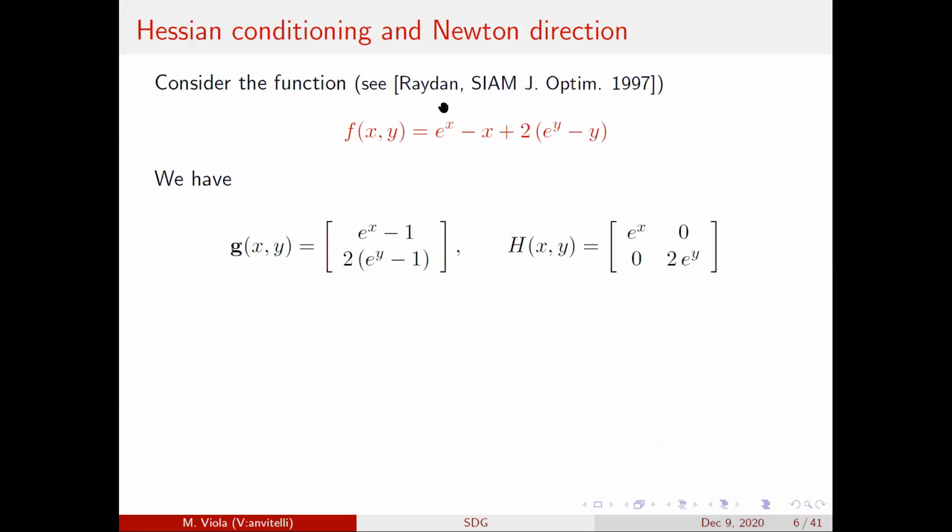This function is e to the power of x minus x plus 2 e to the power of y minus y. This is the gradient, this is the Hessian, and you can see the Hessian is a nice diagonal, strictly positive definite matrix. But if you think about it, according to the value of x and y, it can be quite ill-conditioned, because e to the power of y can explode, for example, if y is positive, or become very small if y is negative. And also for e to the power of x.